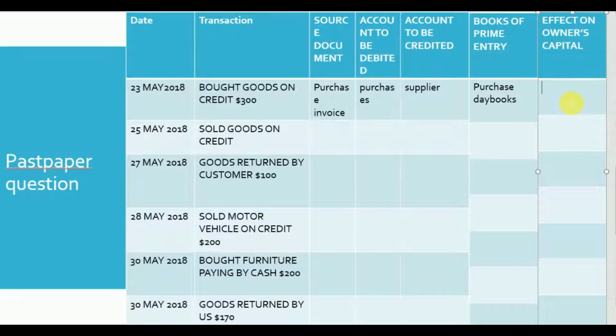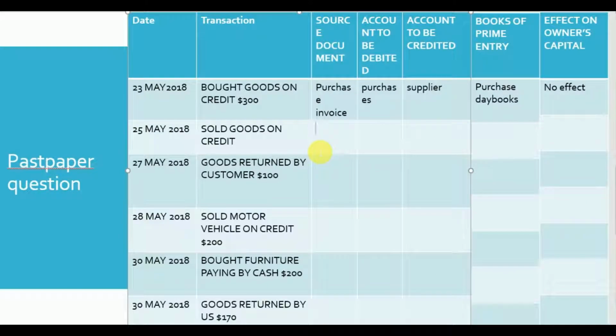Effect on owner's capital. Whenever we are considering this, we would see whether there is a direct effect on the capital, or whether there is an effect on the profit of the business. So we would consider both of these things. If there is an effect on owner's capital, or an effect on profit, then we would record it in effect on owner's capital. When we do the financial statements, that is the income statement and balance sheet, I would repeat this and we can understand the logic. So here we don't have any effect, so we will write down no effect.